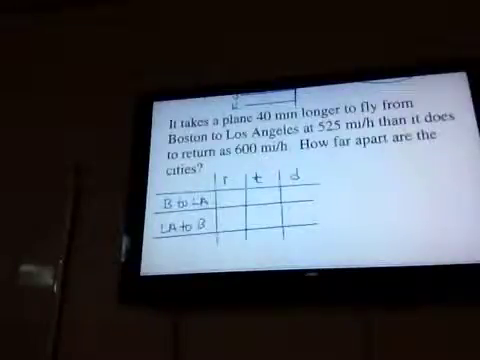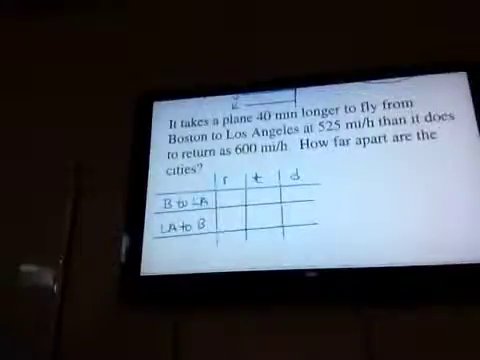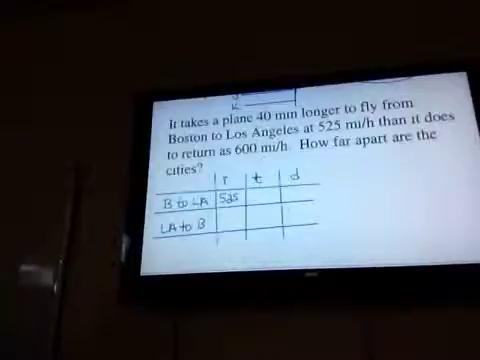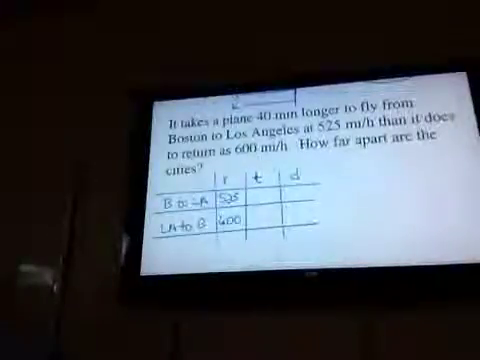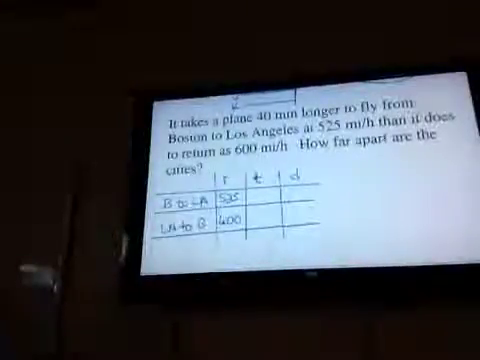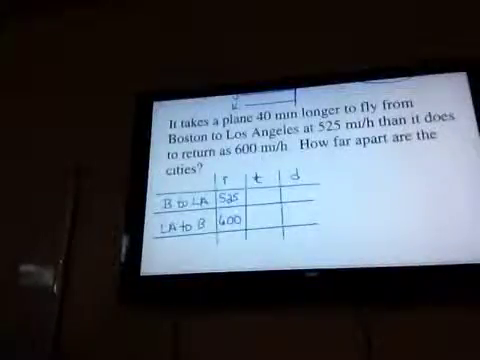They are giving us the rates directly. 40 minutes longer to fly from Boston to LA at 525, so that's my rate from Boston to LA, than it does to return, so LA to Boston is at 600. You have 2 different ways you can put time here. First of all, if it's 40 minutes longer, 40 minutes is how much of an hour? 2/3. And if it's longer, that means we're going to add time.